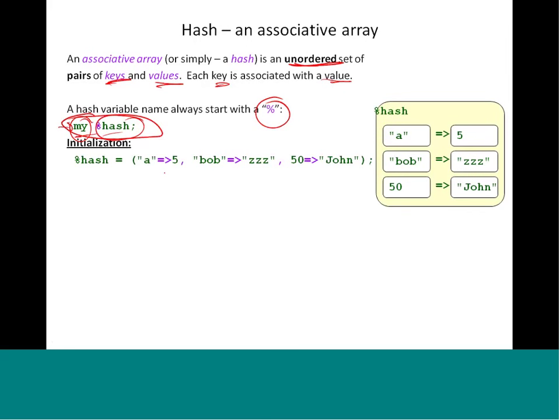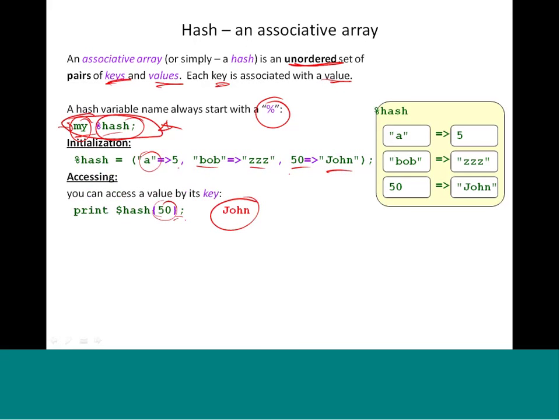So here is one way to initialize: assign the key A the value 5, then key Bob the value ZZZ, and then key 50 the value John. So far it's fairly easy, declaring the variable and then assigning it. Now how do we access it? We use the curly braces, and within them we specify the key in order to access that particular value. So print $h{50} gives you John.